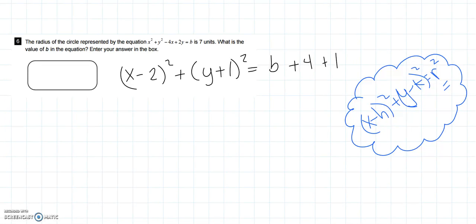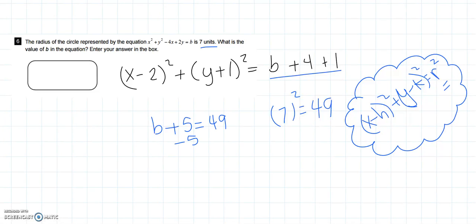Okay, so let's recall that this is what the standard equation of a circle looks like. And what's on the right of the equation here should be our r squared. They've told us that the radius is equal to 7 units. So 7 squared would give us 49. Therefore, this should equal 49. Let's solve for B. B plus 5 equals 49. We will subtract 5 from both sides, and we will get that B is equal to 44. If that is your answer, good job.